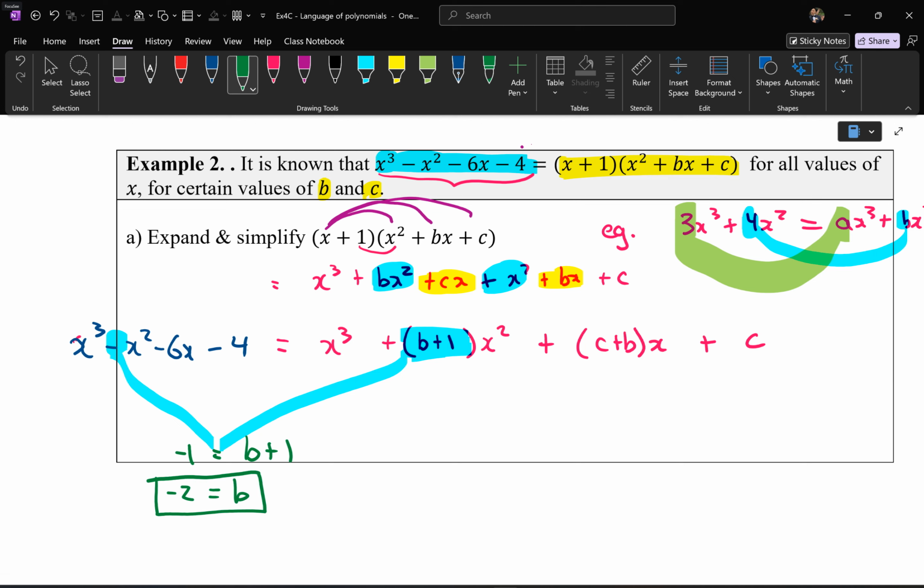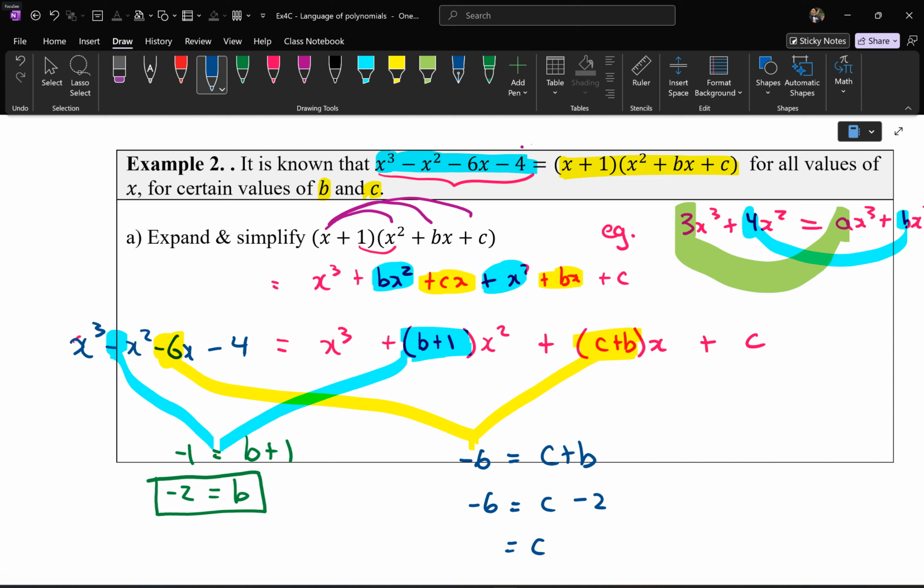If you then equate the second one, notice this is c plus b is the number in front of x. This is the number in front of x. So you can equate these two together. So you don't actually have to factorize the first one. It's just easier by equating the coefficients. Okay, so from here, you can then say -6 is equal to c plus b. But since you figured out what b is, -6 is equal to c minus 2. And c equals -4.